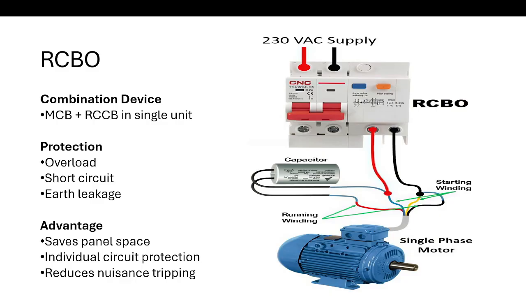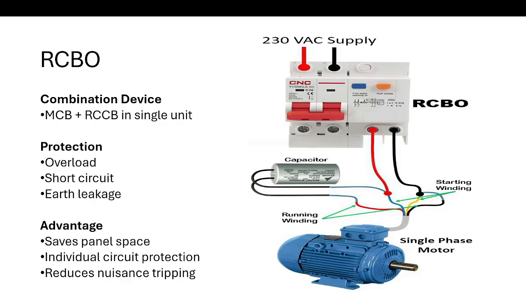The toroidal core detects earth leakage current, same as in the RCCB. So one part acts as the MCB and the other part acts as the RCCB. The trip mechanism is to disconnect the supply when any fault occurs. Then the RCBO protects against overload, short circuit, or earth leakage. Now, what are the advantages?